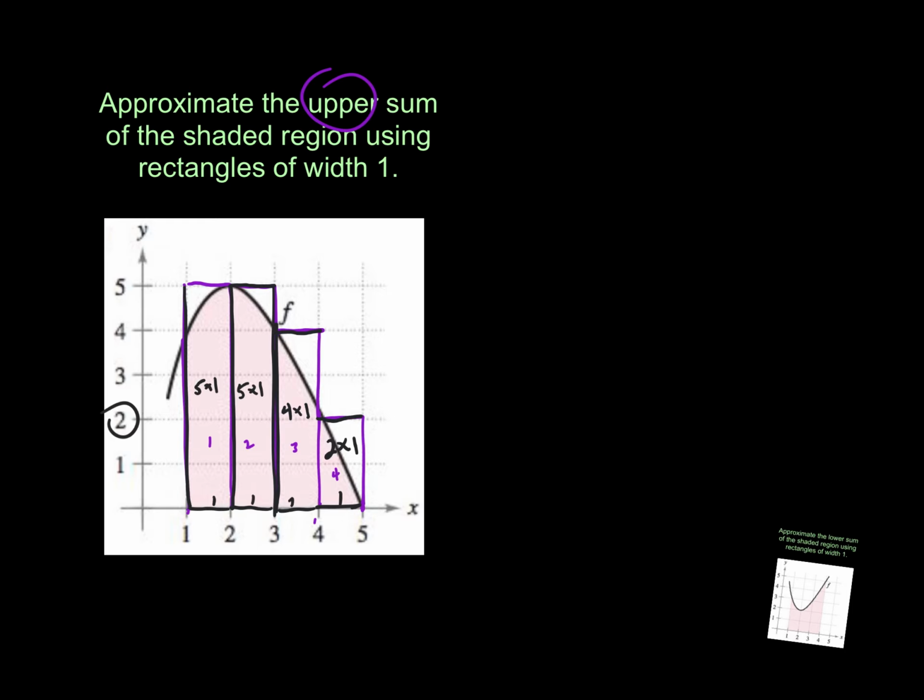All right, I don't think we have to write this up formally. We can do this quick. We have 5 times 1 is 5, plus 5 times 1 is 5, plus 4 times 1 is 4, plus 2 times 1 is 2. We can add that up. What is that? 16. 16 square units is the upper sum.